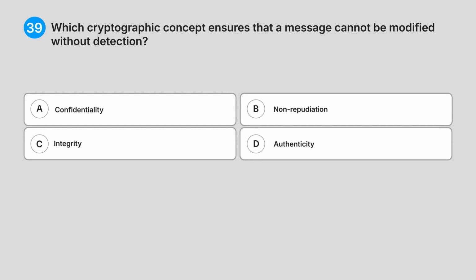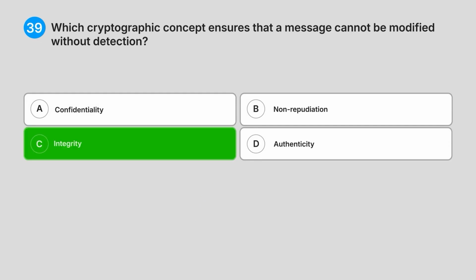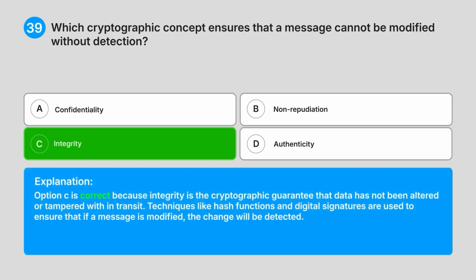Correct answer, C. Integrity. Explanation: option C is correct because integrity is the cryptographic guarantee that data has not been altered or tampered with in transit. Techniques like hash functions and digital signatures are used to ensure that if a message is modified, the change will be detected.